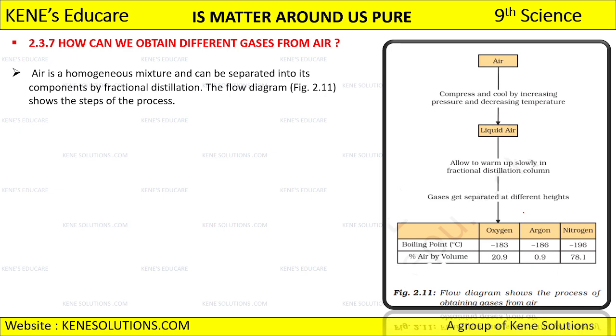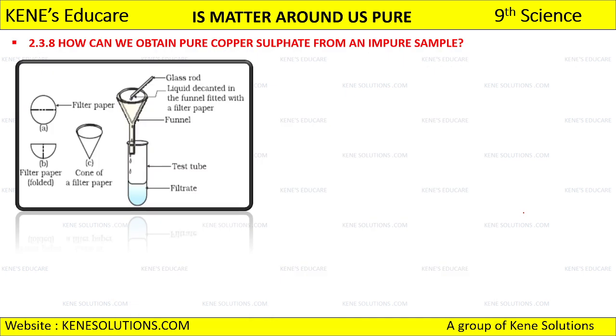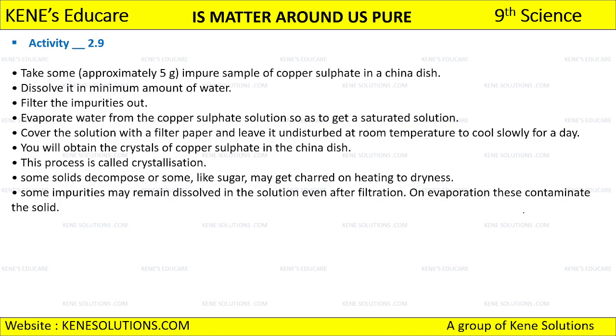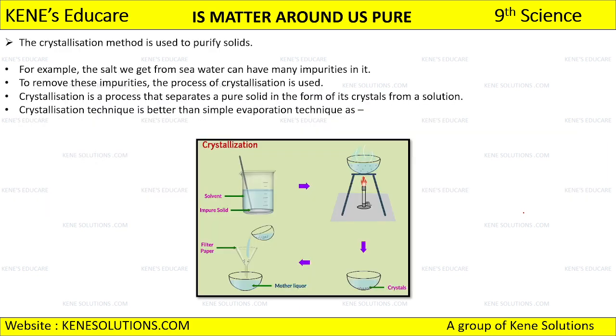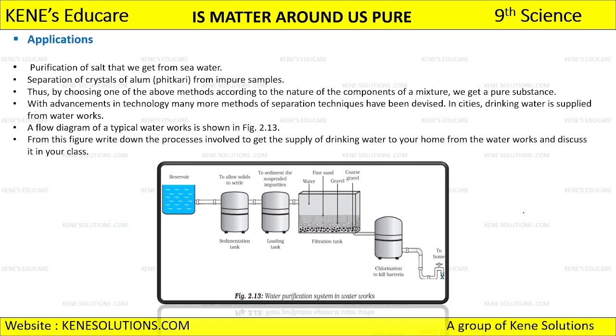Okay, so after discussing this, we will be discussing how we can obtain pure copper sulfate from an impure sample. Now this is again very important. If there is an impure sample in front of you, how can you separate that copper sulfate from it? Because that is important, right? So we will discuss it. That discussion is going to be through an activity. Then after that we will discuss crystallization and the application of crystallization.